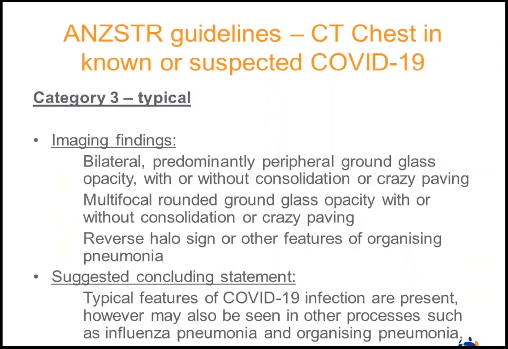Let's move on now to category 3, which is the typical findings. And this imaging finding really requires at least one of these typical findings to be present as the predominant pattern, recognizing that there may be overlap with other processes. And so in our concluding statement, we've said that there are typical features of COVID-19, but these may be seen in other processes like influenza or organizing pneumonia.